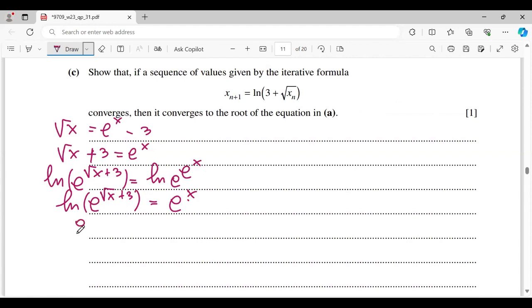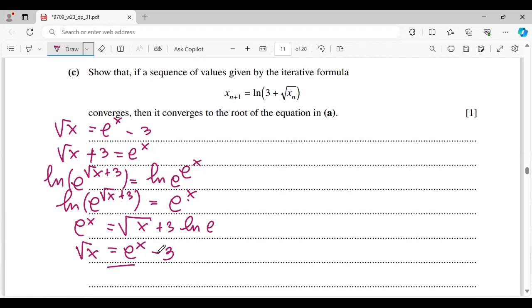So e power x equals square root x plus 3. ln e, based on the ln rule. Okay, so square root x equals e power x minus 3, because 3 moved to the left. Yeah, ln e equals 1.